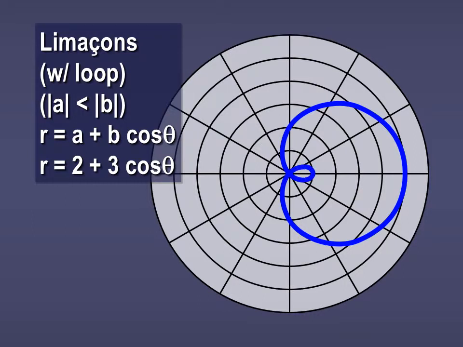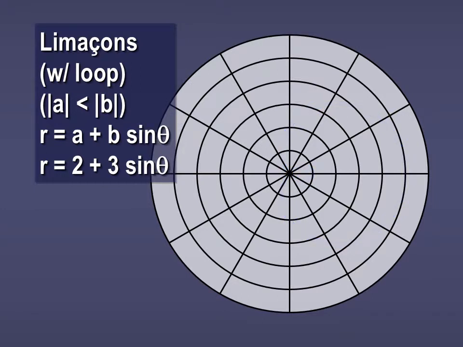Okay, and so sine theta, which means up and down, it's positive, so it's going to be going up. And there's your little loop. And the constant term is still 2, so you still get 2 from the origin out. 1, 2, 1, 2.